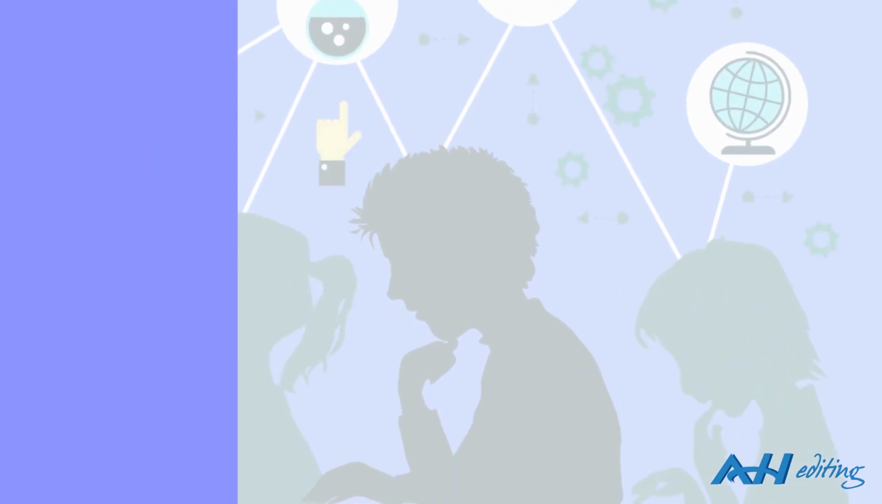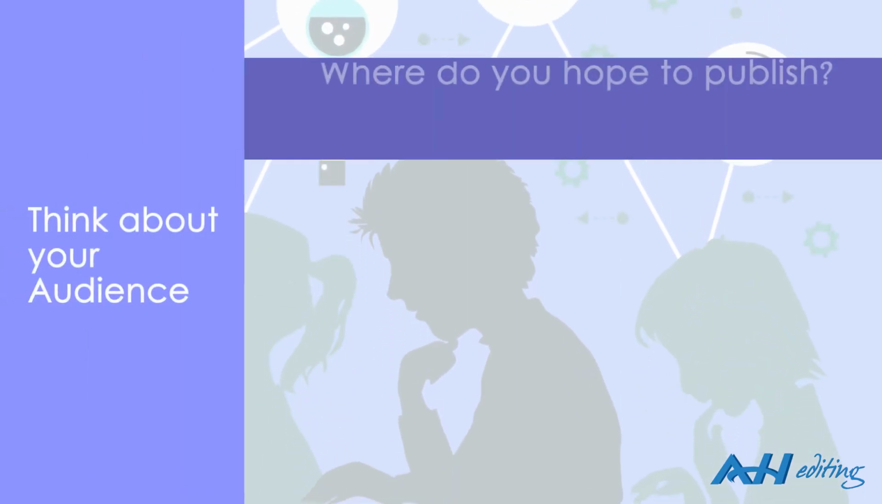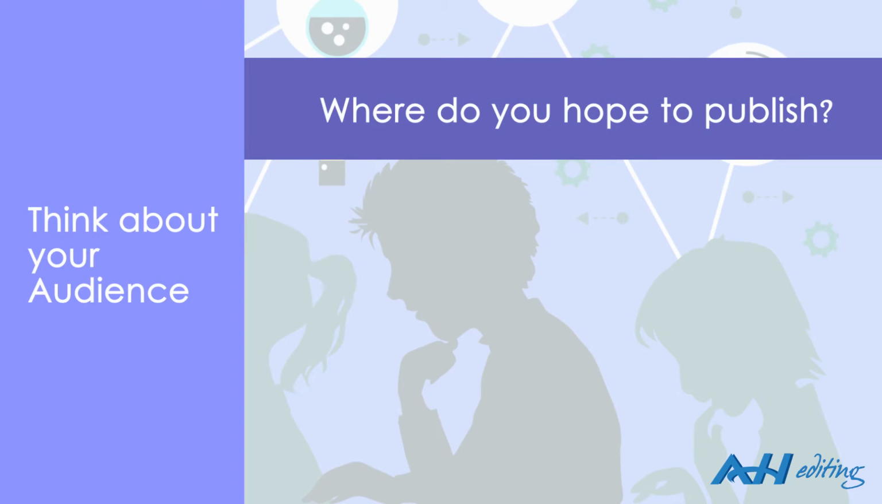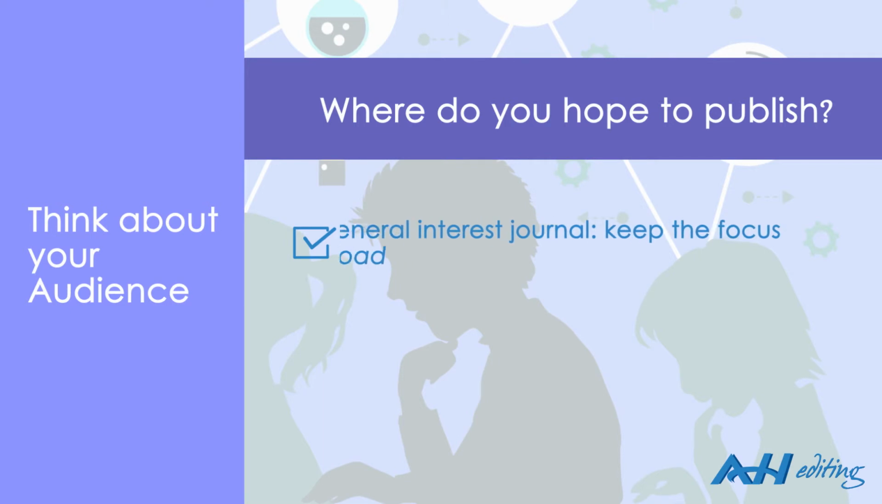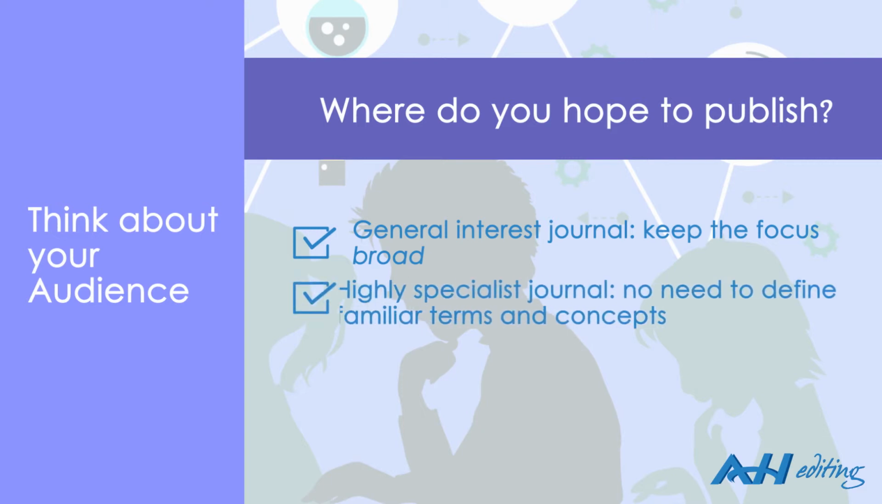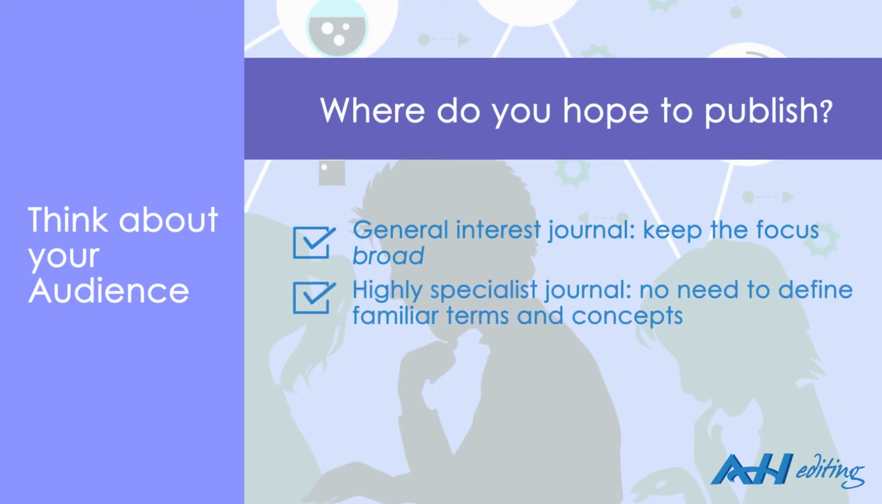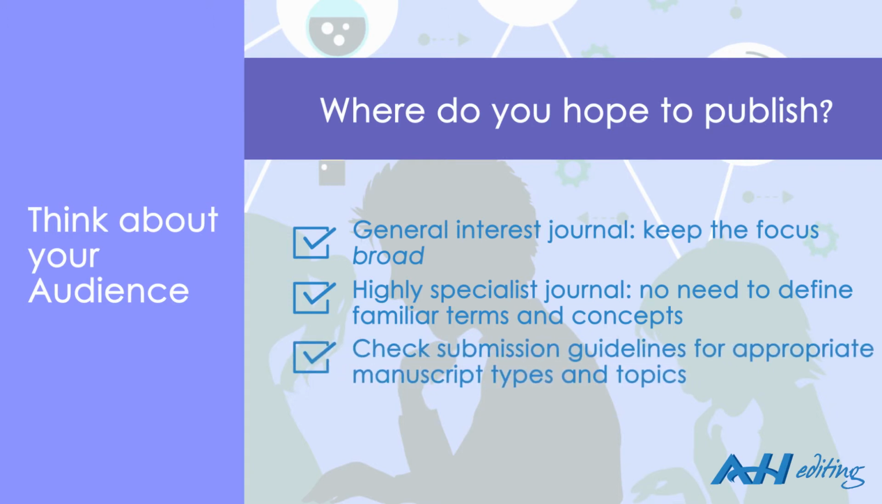Who is going to read your paper? It's important to keep in mind where you plan to publish, as this will define your audience. If your paper is to be published in a general interest journal, you should keep the focus broad. Of course, if it is aimed at a highly specialist journal, you don't need to define familiar terms and concepts that your audience will already know. You can check journal submission guidelines for appropriate manuscript types and topics.